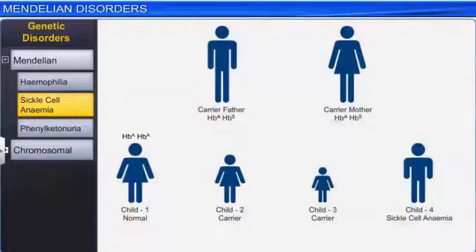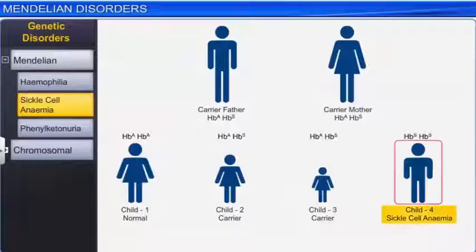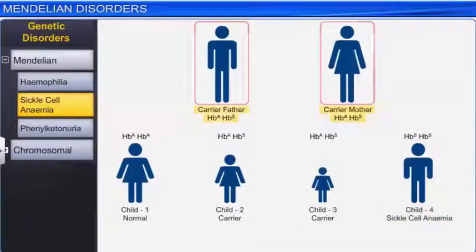Sickle cell anemia is an autosome-linked recessive trait, or a trait inherited through non-sex chromosomes, and it is passed on to the progeny when both parents are carriers of the gene, which means they are heterozygous for the trait.